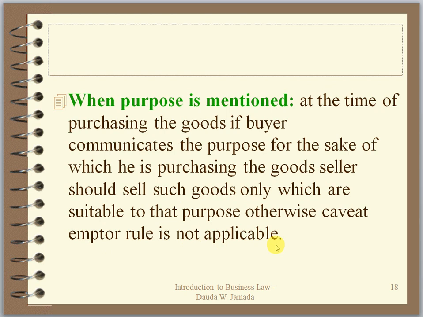So sometimes a buyer can come to your business and tell you that I would like to buy a good. The reason I am buying this particular good is because I want to do A, B, C, D with it. So you have to make sure that you provide that buyer with the good which is going to serve his or her purpose. Otherwise, if you give him or her a good which is not going to help serve his purpose, then at that particular moment it's not going to work and you cannot be protected by the caveat emptor rule.